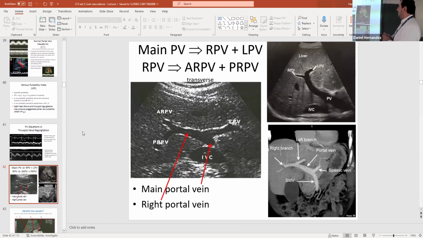So here we're seeing the main portal vein and it's branching. This is a nice, beautiful picture of that main portal vein entering into the liver at the porta hepatis, and then splitting into your right and left portal veins.